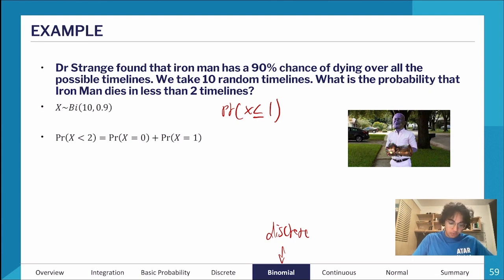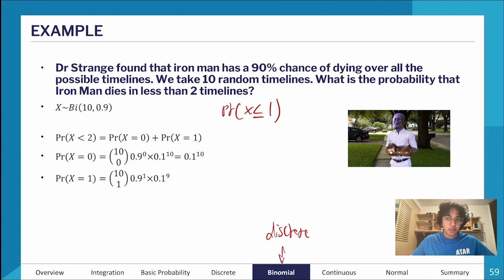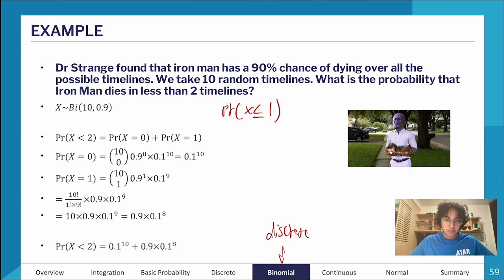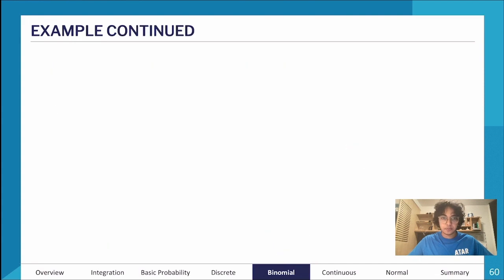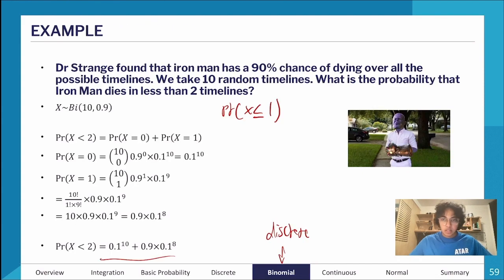Which is also just equal to the probability of x is equal to 0 plus x is equal to 1. We can't have less than 0 in this case, right? It doesn't make sense for him to die in -1 timelines. And now I just sub that into my binomial equation, right? And this works out the probability of x is equal to 0. And then I can work out the probability of x is equal to 1 separately. And then from there, I sum them together, right? And that gives me my wanted value there. It's here, by the way. Okay.